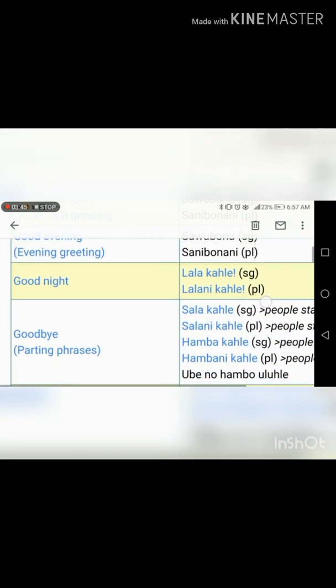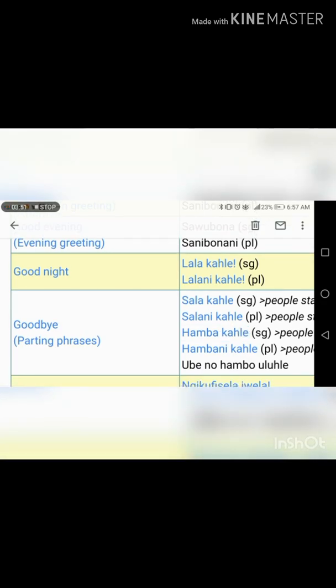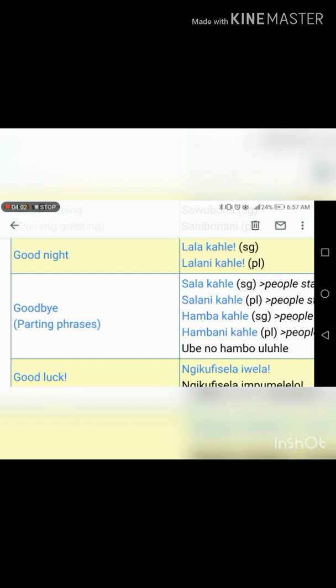Okay. And then if you are wishing somebody a good night, you say lala kahle for one person, lalani kahle for many people. And if you're saying goodbye, you say sala kahle or salani kahle for many people. Or hamba kahle means go well, but you can still say goodbye. Or hambani kahle. So if you say sala kahle, you are saying it to somebody who's in their own home and you are the one who's leaving.